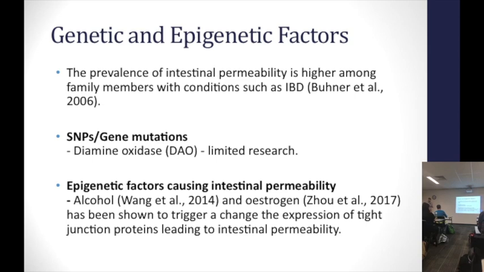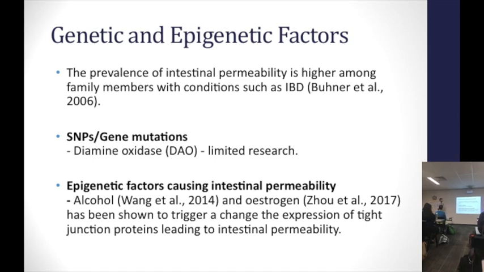Genetics. So I mentioned before how if you've got a direct family member that has an inflammatory bowel disease, then you are at a greater risk of intestinal permeability. We still don't fully understand the exact genetics that predispose someone to intestinal permeability. We're working on it. But at the moment, if you do have a relative with inflammatory bowel disease, you are at a greater risk of intestinal permeability.